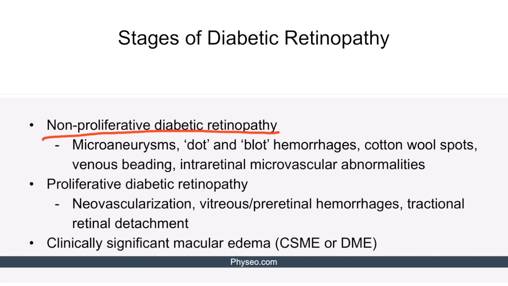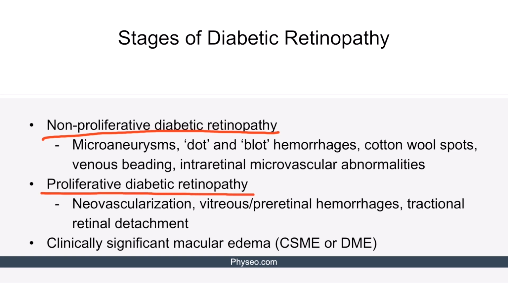In the non-proliferative stage of diabetic retinopathy, the retinal vascular damage leads to small outpouchings called retinal microaneurysms. Also, the bleeding from the capillaries gives rise to small hemorrhages called dot and blot hemorrhages. As the retinopathy progresses and ischemia develops, other severe signs can be detected. These include cotton wool spots, which are fluffy white areas of microinfarction, venous beading, and other intraretinal microvascular abnormalities.